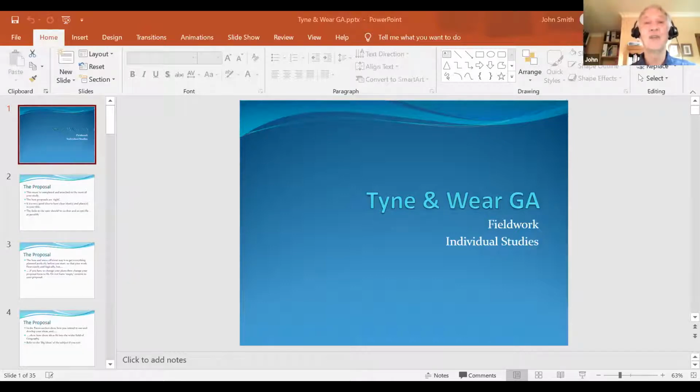And all the way through this talk, I'm going to be thinking about ways of gaining marks. That's what it's all about. Of course, gaining marks is done through writing good geography. So what I'm going to suggest is going to be about writing good geography and using that to gain marks.